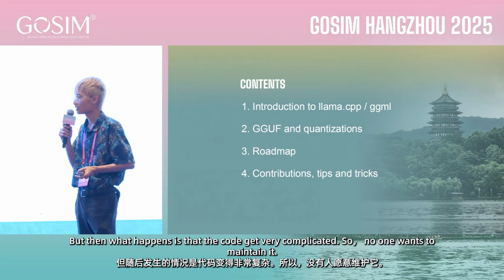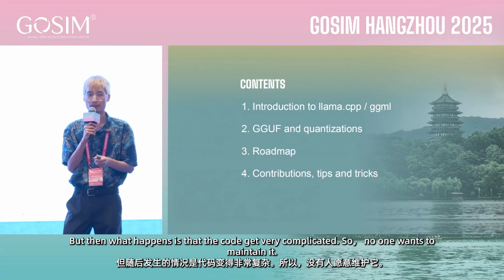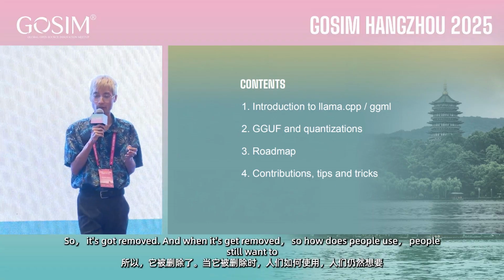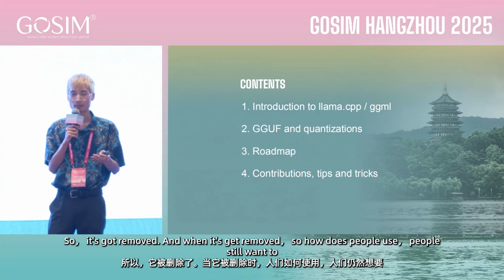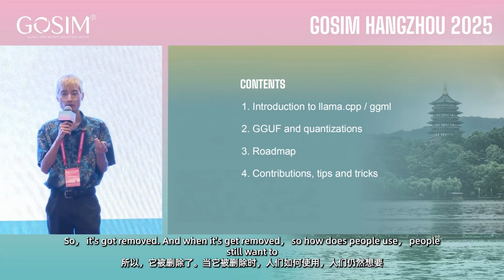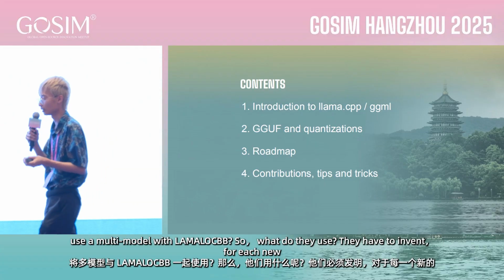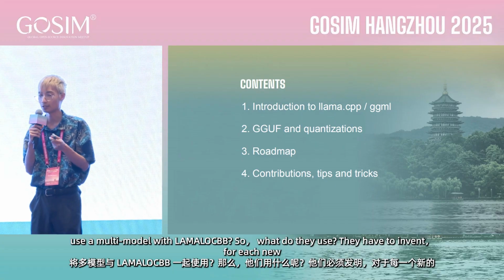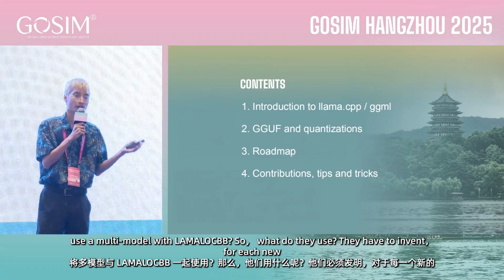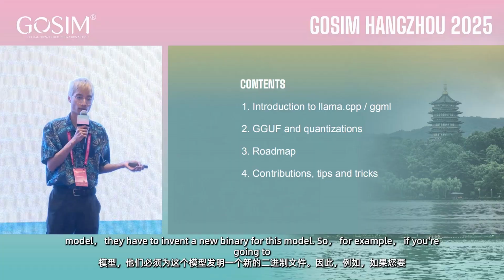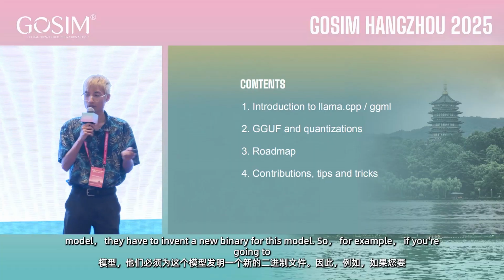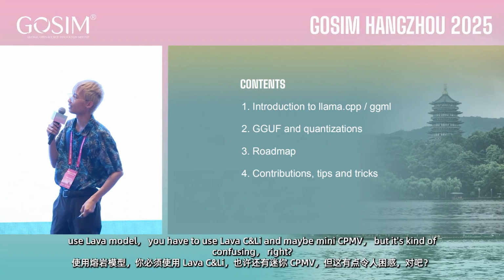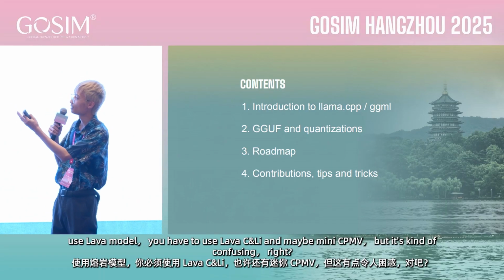But then the code got very complicated, so no one wanted to maintain it, so it got removed. And when it got removed, people still wanted to use multimodal with llama.cpp. So what do they use? They had to invent, for each new model, a new binary for this model. So for example, if you're going to use the LLaVA model, you have to use llava-cli and maybe minicpmv.